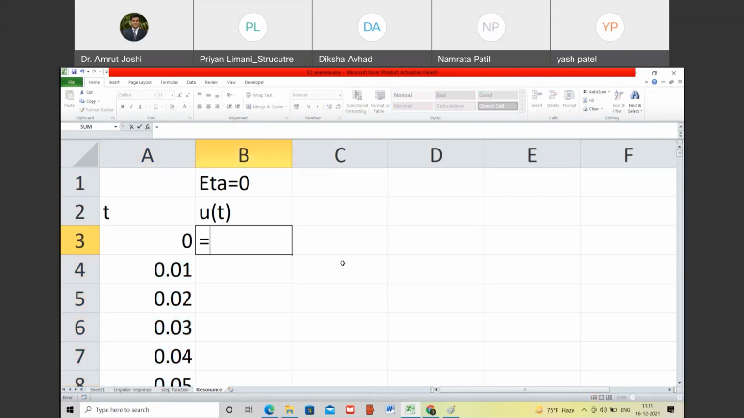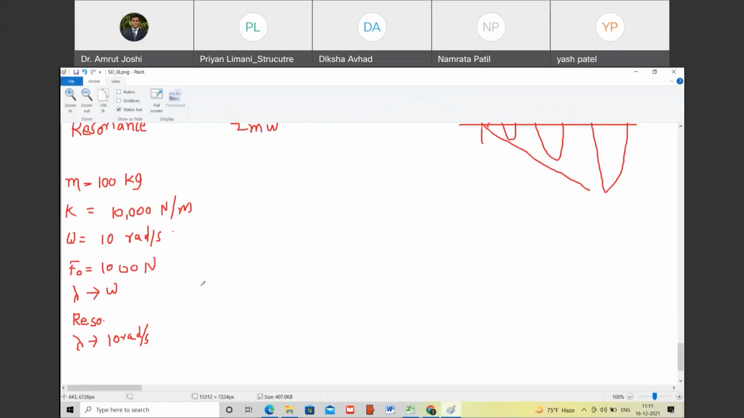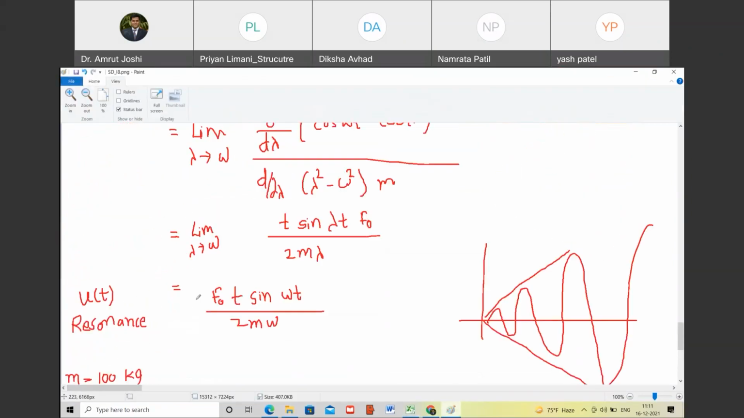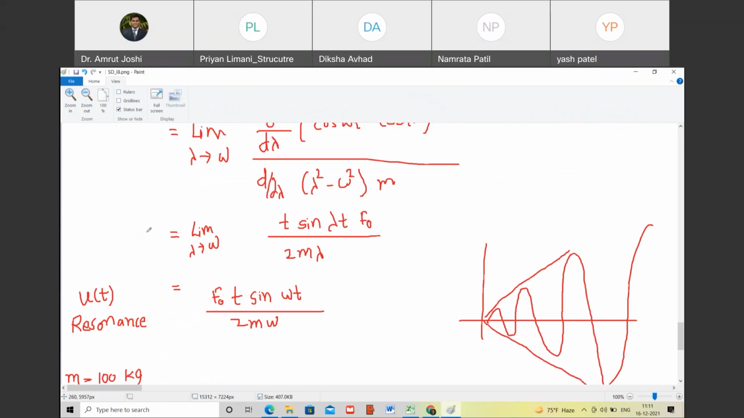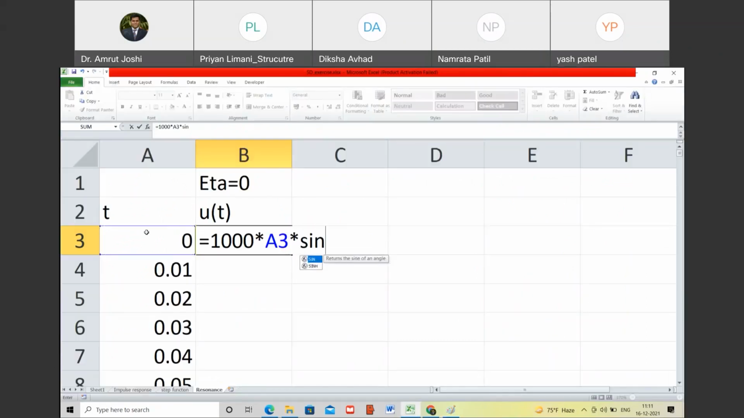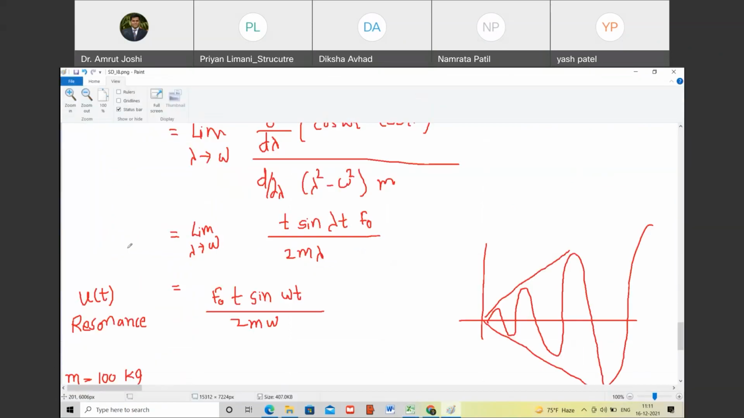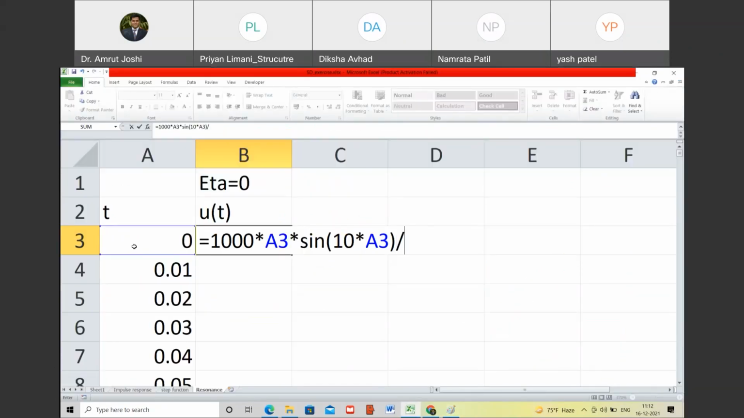Yes. Can you tell me the response at resonance? F0 into t. So what is F0? 1000 into t into sine omega t, so into sine of 10 into t, sine omega t. Then divided by 2 into m, which is 100, into omega, which is 10.